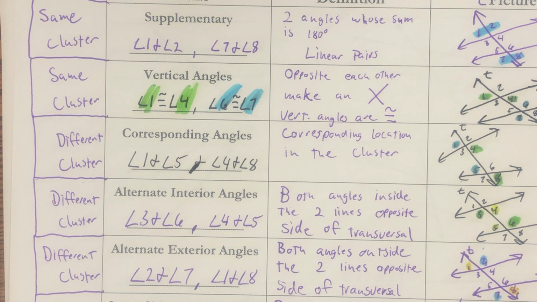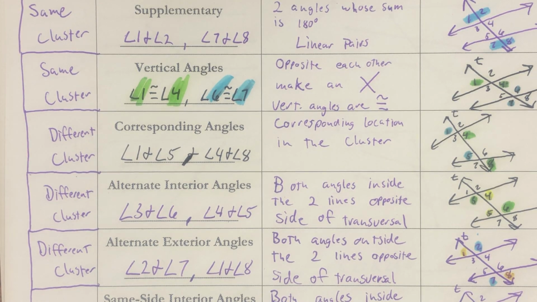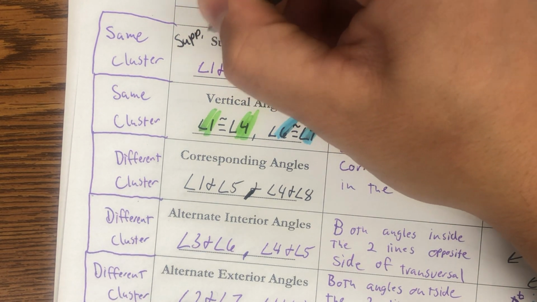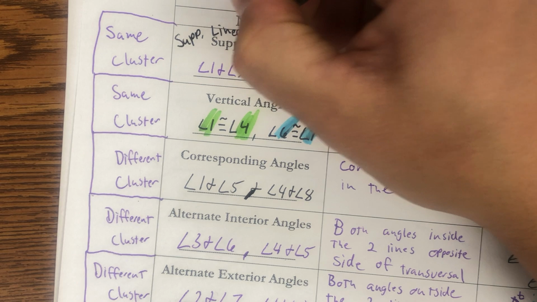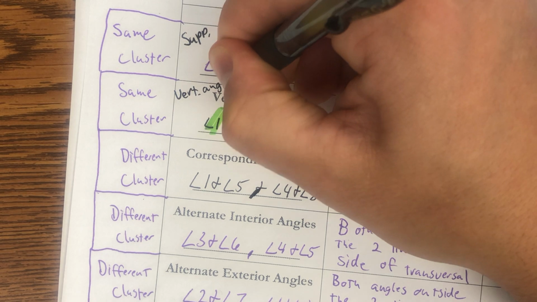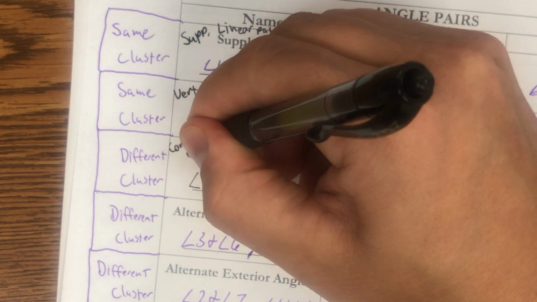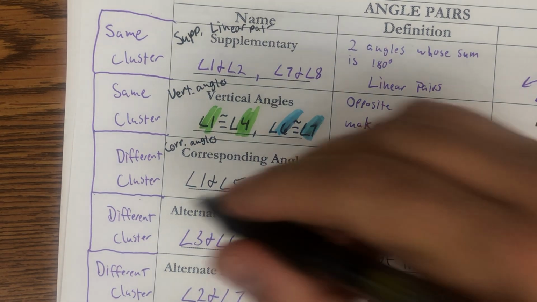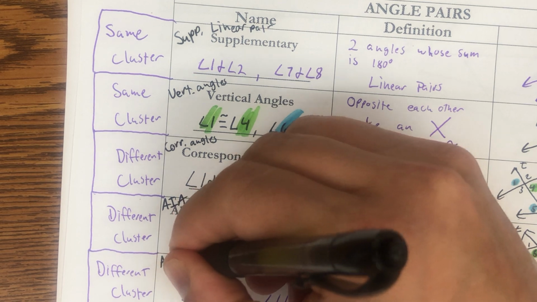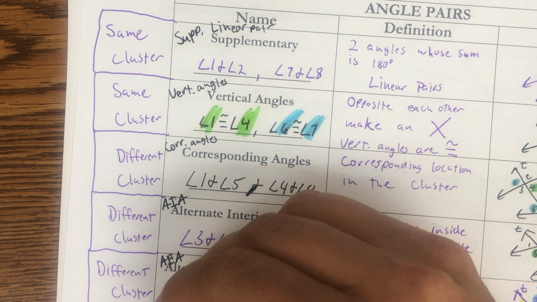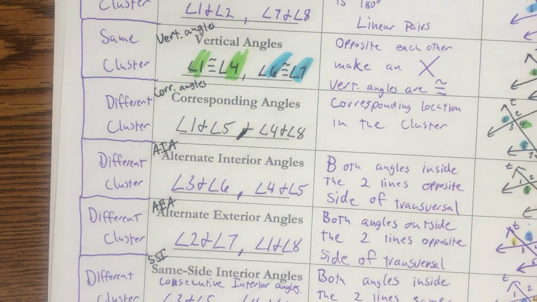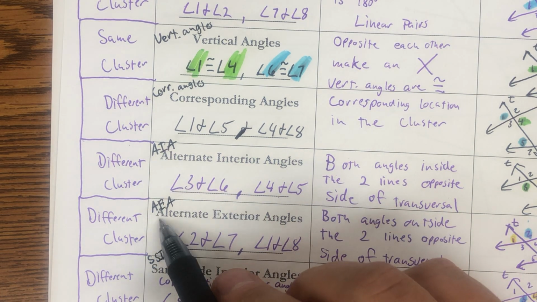Now for these, I will do a couple abbreviations, all right? Supplementary, I'll abbreviate SUP, okay? And I'll also say linear pair. Vertical angles, vert angles. Corresponding, C-O-R-R angles. Okay, alternate interior is going to be A-I-A. Alternate exterior, A-E-A. And same side interior could be S-S-I. We'll stick with the S-S-I. So you can abbreviate those in that manner as well. You'll see AIA, AEA quite a bit.